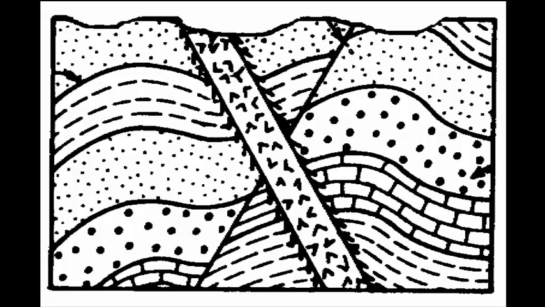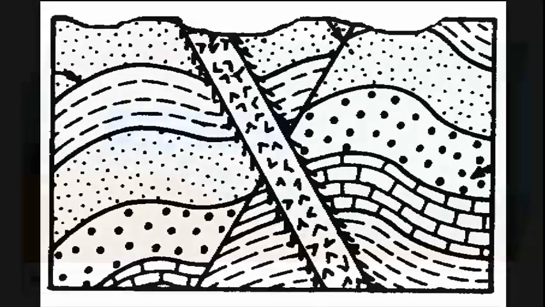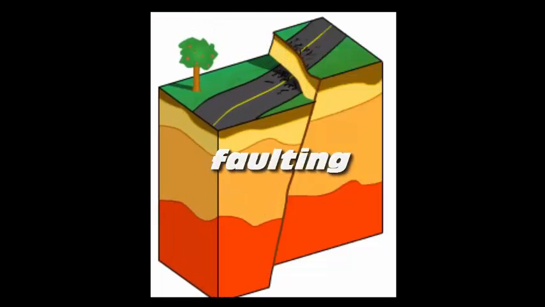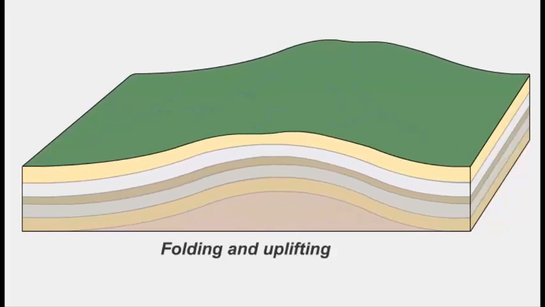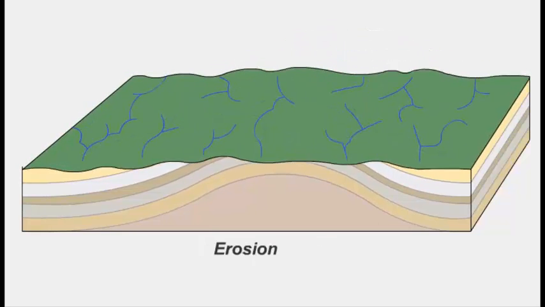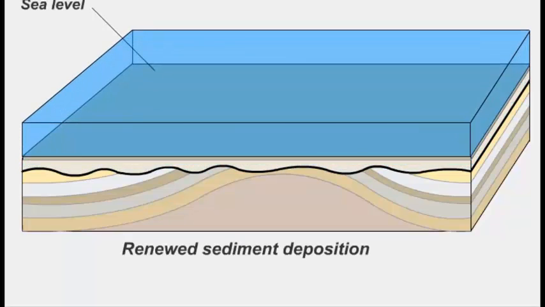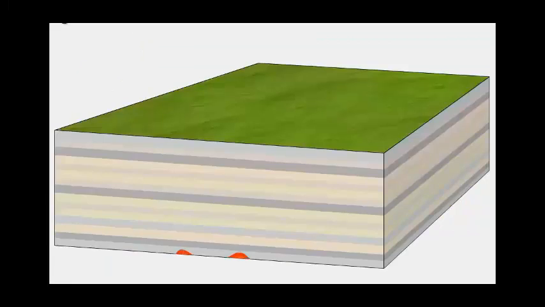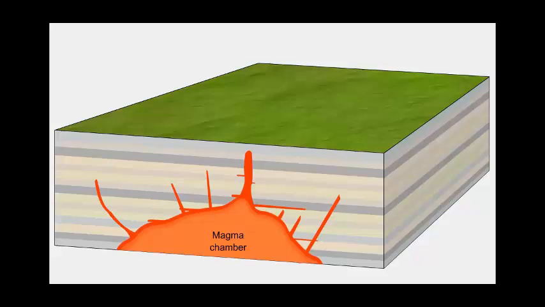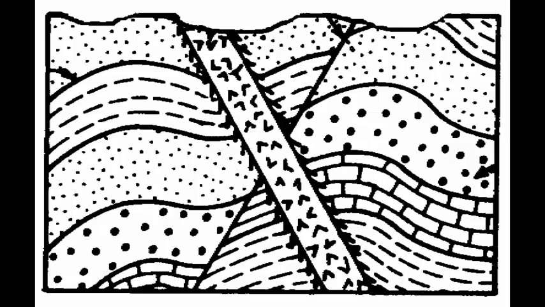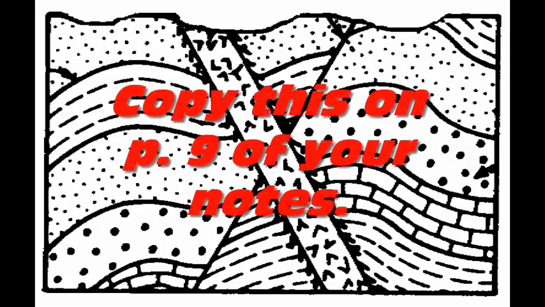All those strange-looking patterns represent geologic processes, like deposition, faulting, folding and uplifting, erosion, subsidence, and more deposition, intrusions, and finally, extrusions. Okay, so we're going to write a sequence of events for this geologic cross-section. I'd like you to copy this down on page 9 of your notes.